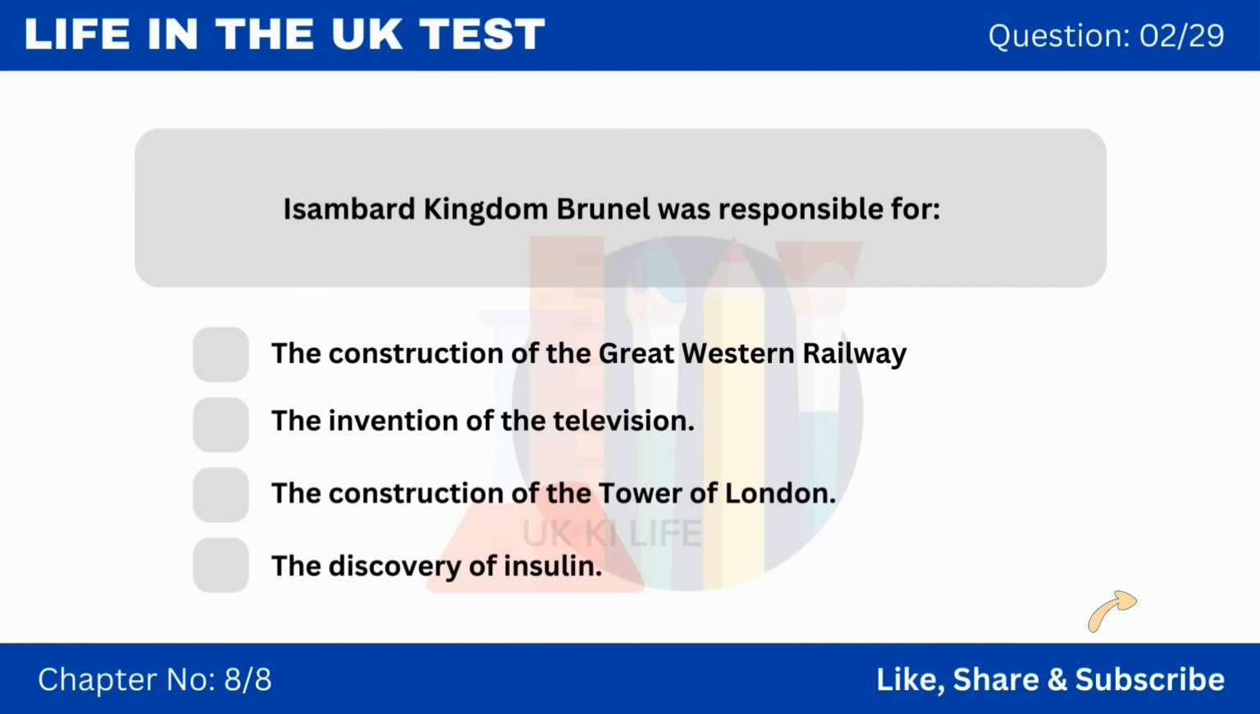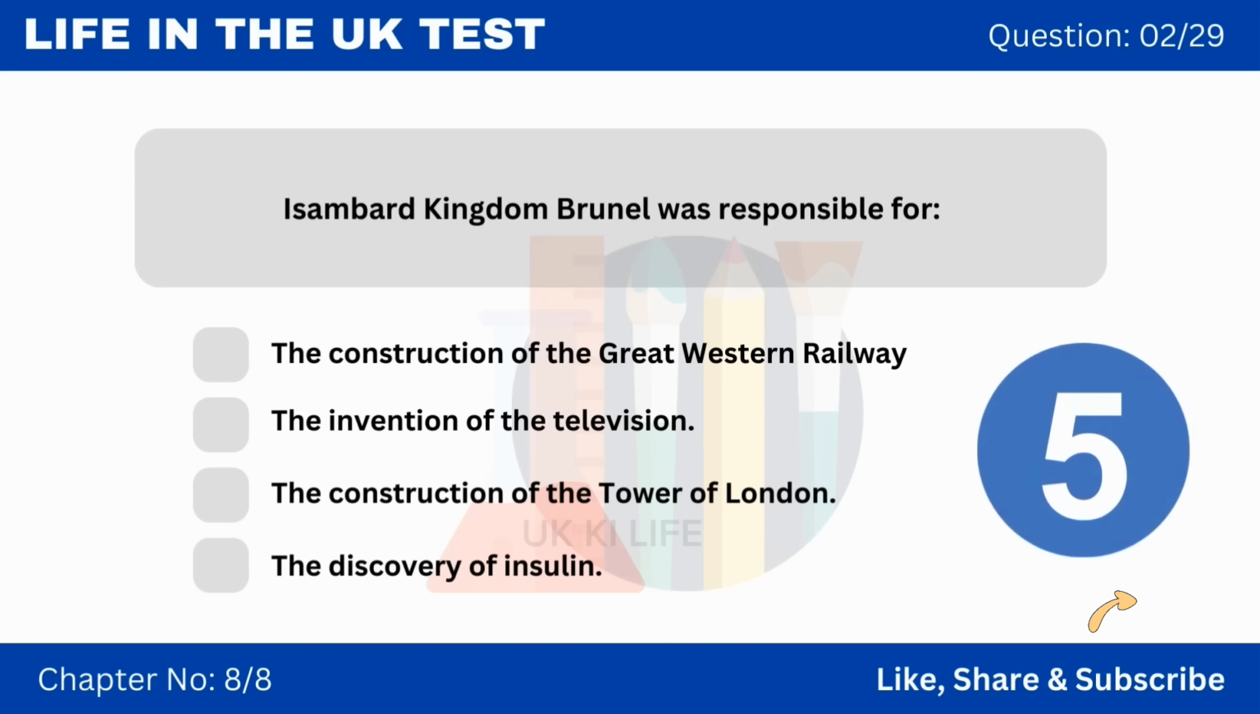Question 2. Isambard Kingdom Brunel was responsible for the construction of the Great Western Railway, the invention of the television, the construction of the Tower of London, the discovery of insulin.